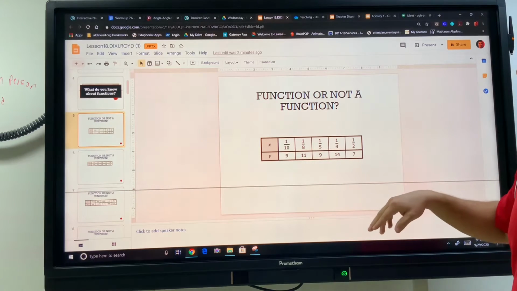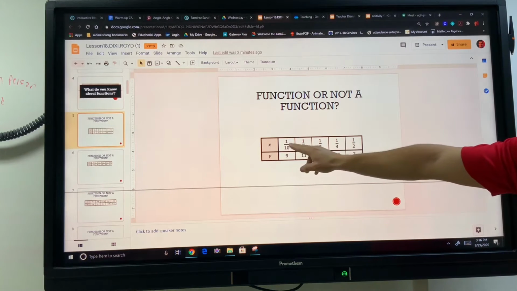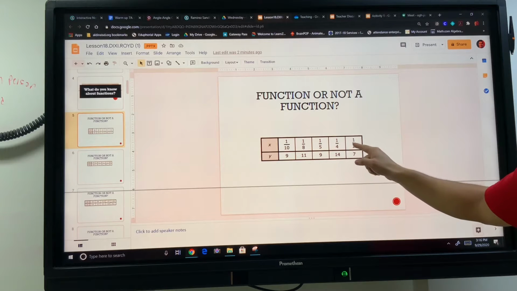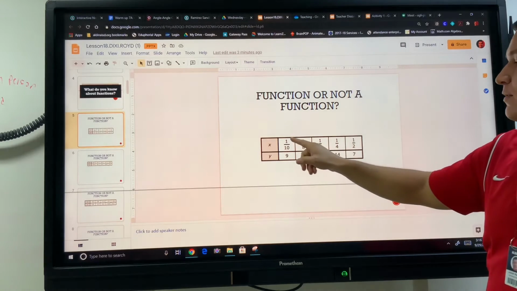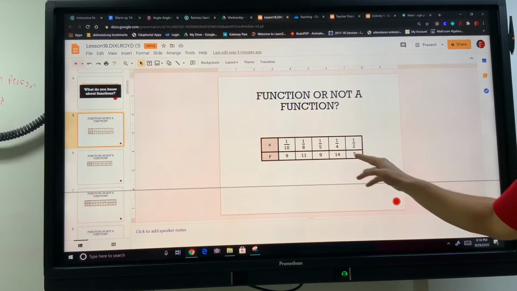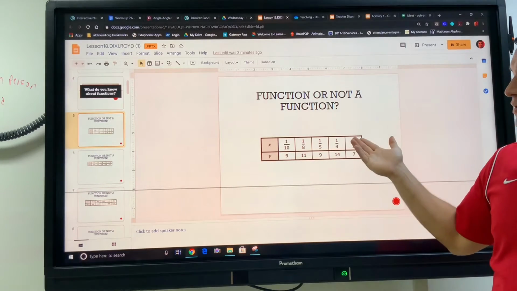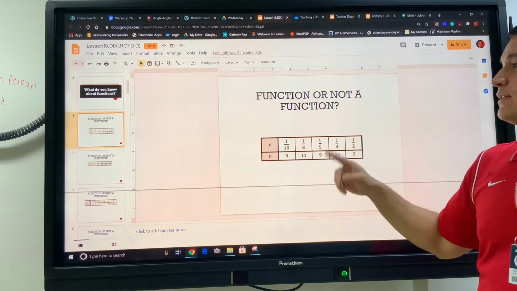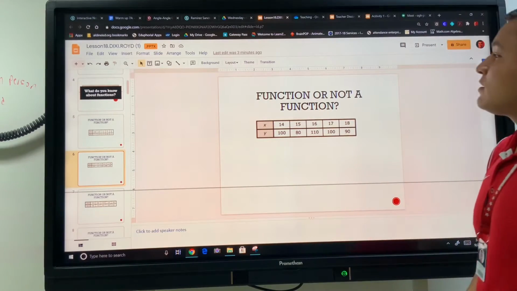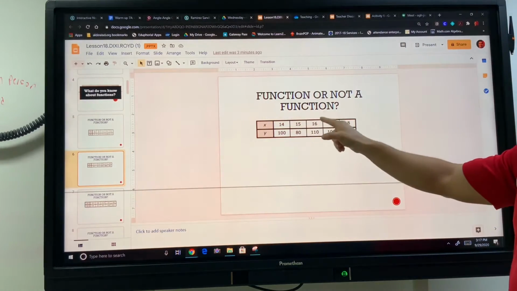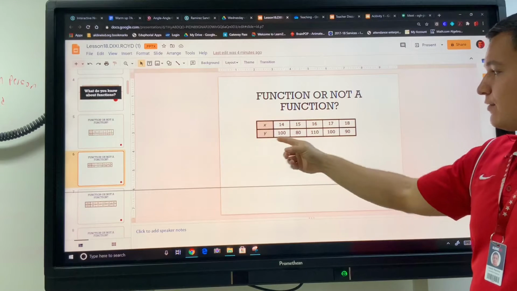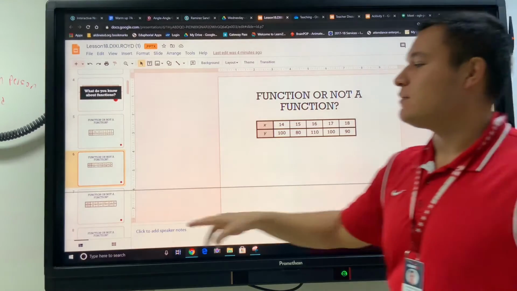If we look at the x's here, if this is a function, then none of these should repeat. 1/2, 1/4, 1/5, 1/8, 1/10. Those are all different, and they all get a y. So since none of these x's repeat with different answers for y, this is a function. Next one, we have 14, 15, 16, 17, 18. All of those x's are unique, all have a y as an output, so this is a function.